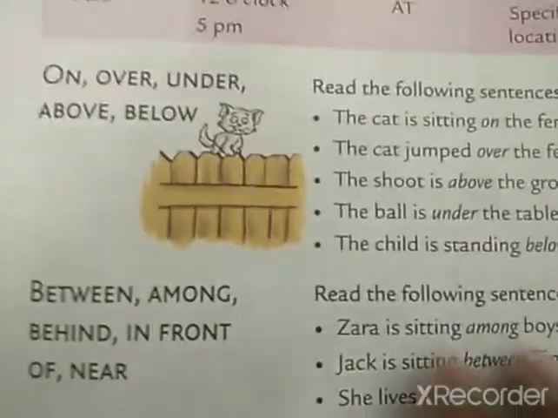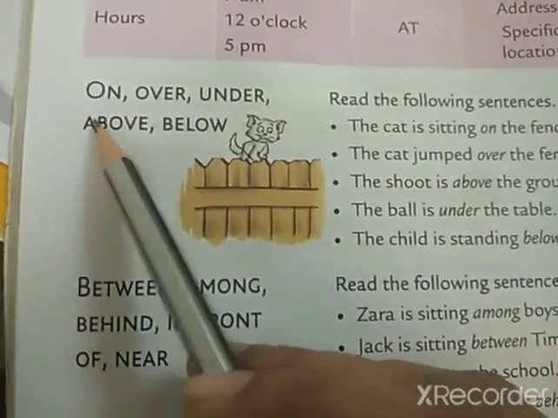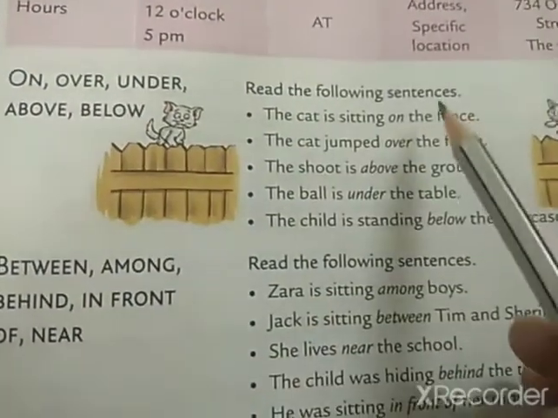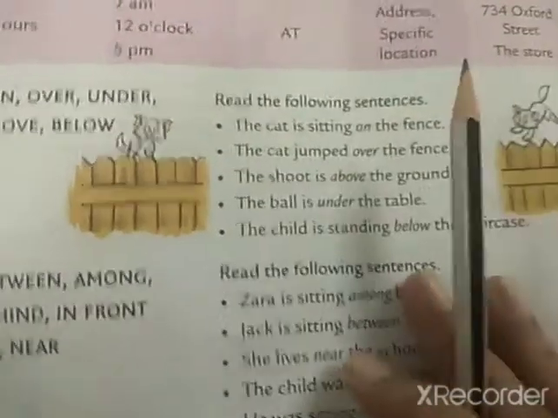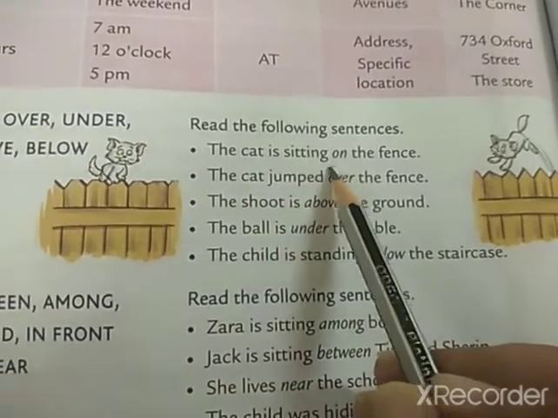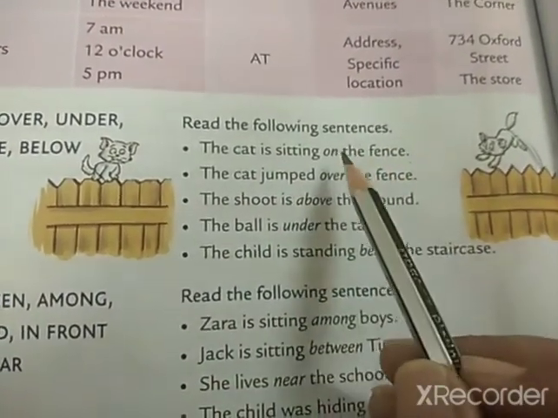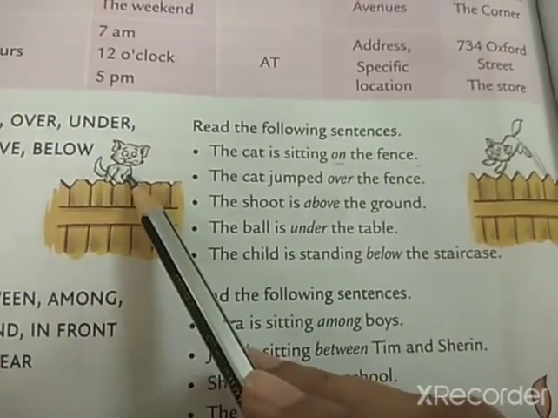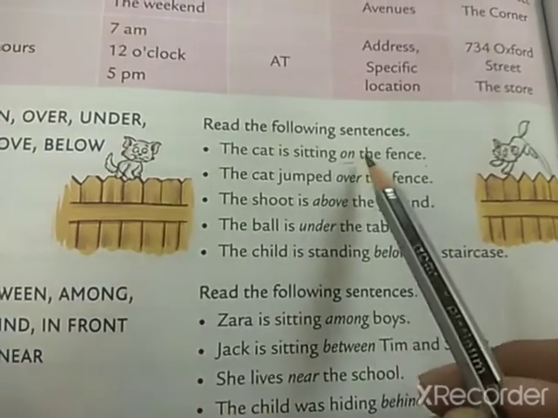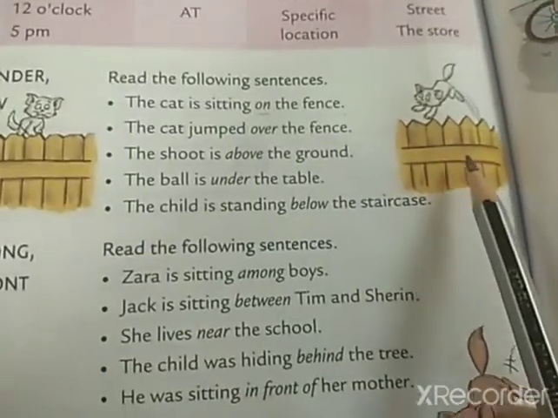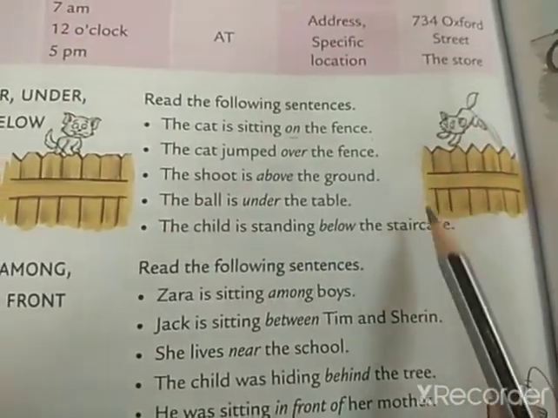Now let us move further. Now these are also the words of preposition, that is on, over, under, above and below. Here examples are given. So we will read the examples to come to know about it. The cat is sitting on the fence. Now here on is the preposition. The cat is sitting on the fence. Okay, exactly on the fence. That's why we use on. The cat jumped over the fence. Now here in the picture itself you can see the cat jumps over the fence.